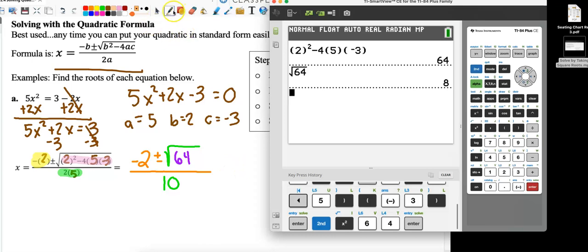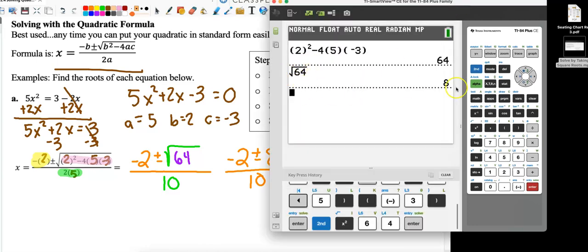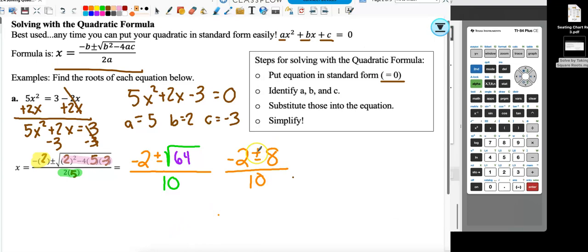Okay, so let's keep reducing this further. I would have negative 2 plus or minus 8 over 10. Since 64 was a perfect square, the square root of 64 is a whole number, an 8, so you don't need a square root symbol anymore. Now I've got a plus or minus, so I'm going to split this up into 2 different problems. One problem is the plus sign, negative 2 plus 8 over 10. The other problem is the minus sign, negative 2 minus 8 over 10.